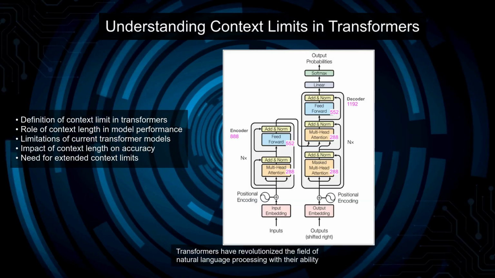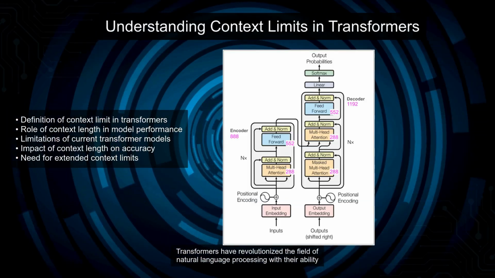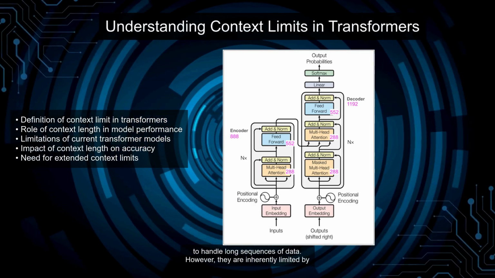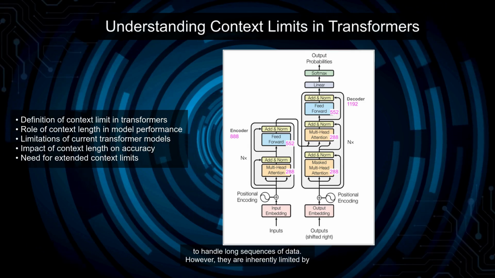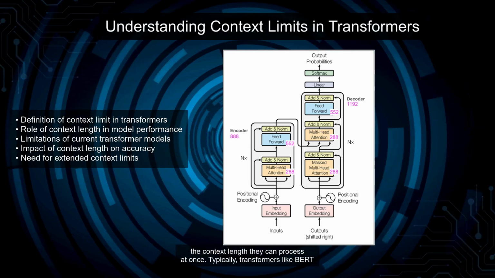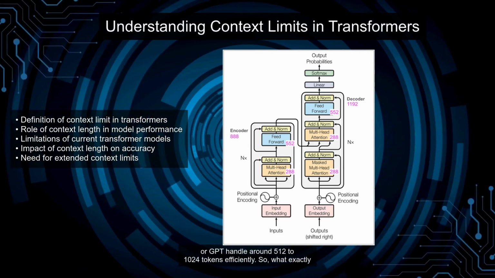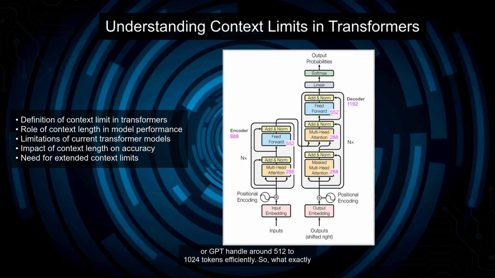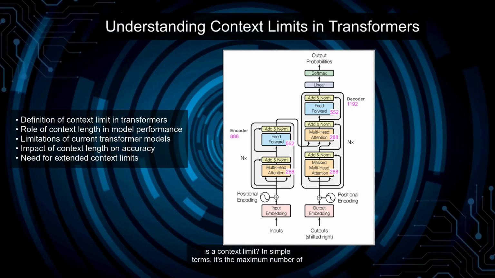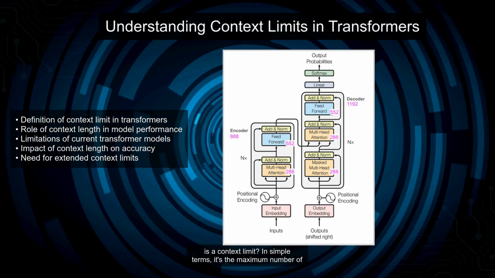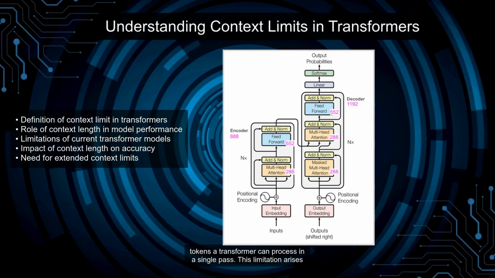Transformers have revolutionized the field of natural language processing with their ability to handle long sequences of data. However, they are inherently limited by the context length they can process at once. Typically, transformers like BERT or GPT handle around 512 to 1024 tokens efficiently. So, what exactly is a context limit? In simple terms, it's the maximum number of tokens a transformer can process in a single pass.